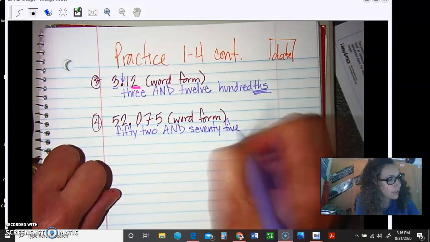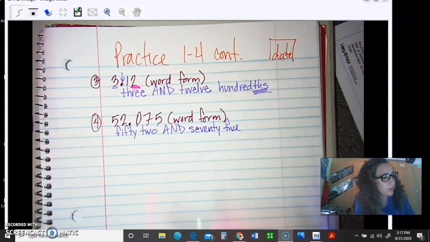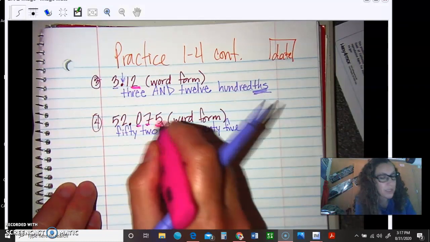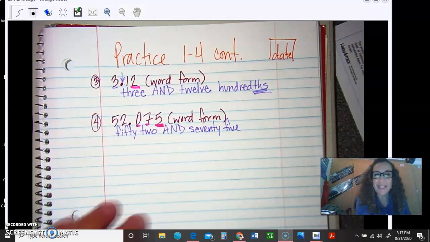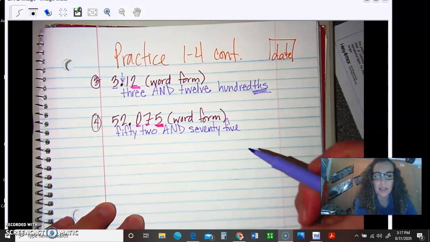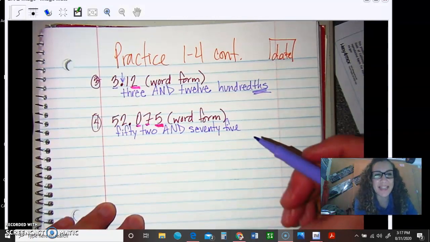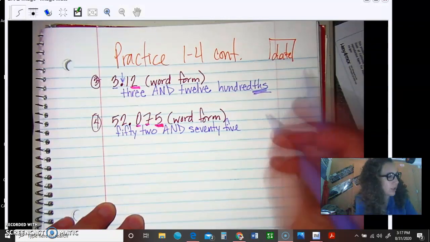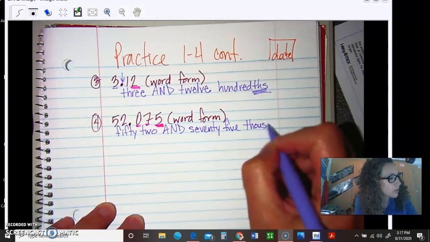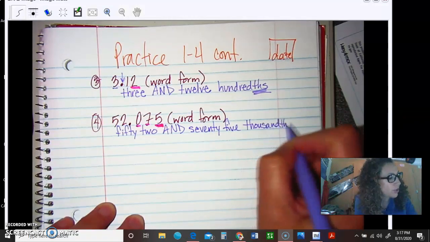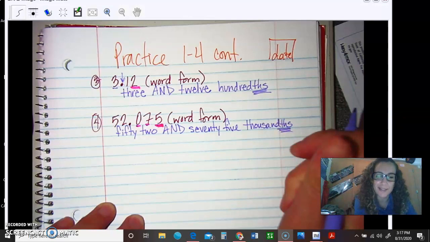75. Now, if we look at our place value chart, we have 1, 2, 3 digits. It ends on the 3rd digit. What position is that? That is the thousandths position. So that's what we label it as. Thousandths. Ooh, that was a good juicy one, huh?